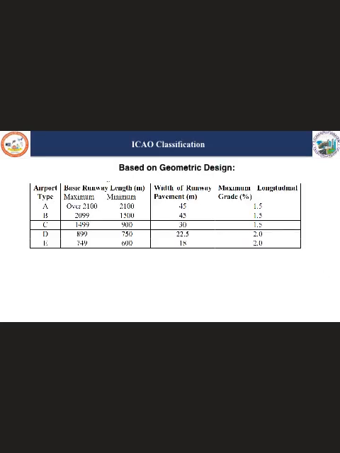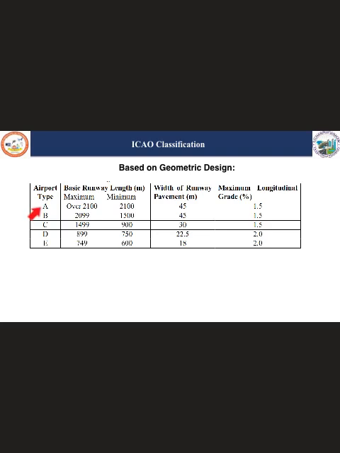The next classification is based upon the geometric design. This classification is given by ICAO, the International Civil Aviation Organization. It has classified the airports into A, B, C, D, E. The geometric parameters considered while classifying the airports include the basic runway length, the width of the pavement, and the maximum longitudinal gradient provided for the runway.